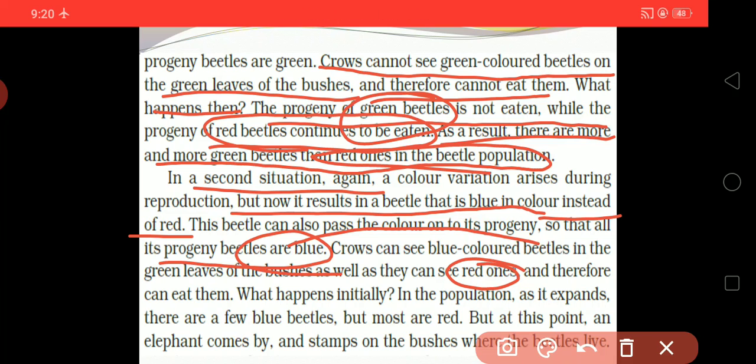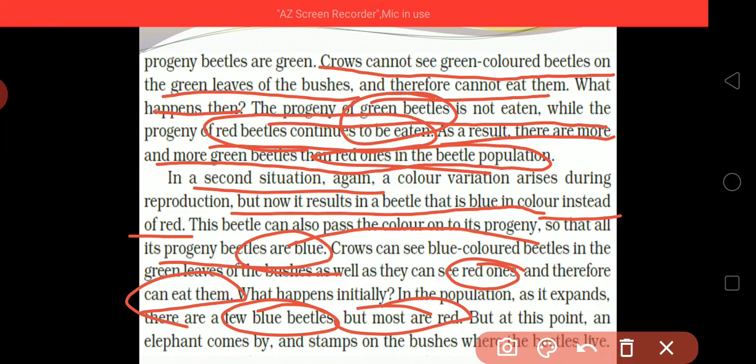just as it can see a red one, and therefore can eat them. What happened initially in the population as it expands? There were a few blue beetles, but most are red. In the second situation, most of them are red.